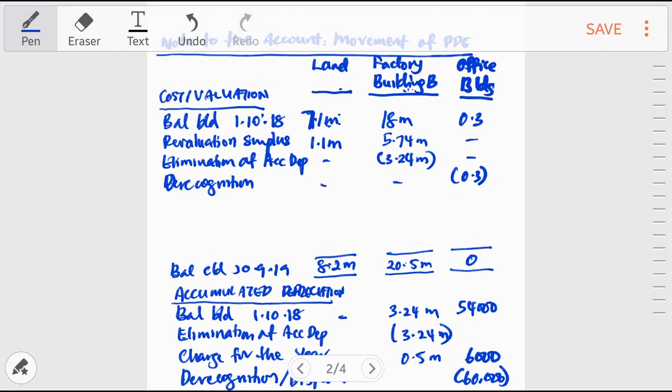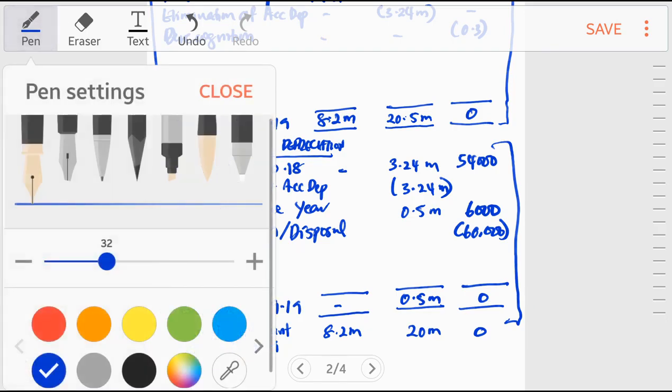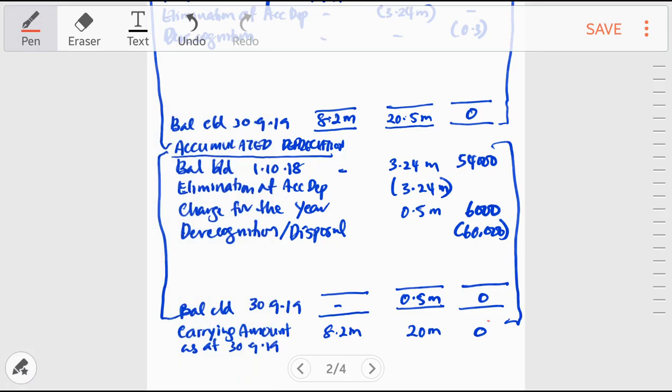This is the cost section. This part here, cost, and this is the accumulated section, and this one here is one of the important sections. This one is the one on carrying amount at the end of the year. Okay, I'm done with this video.